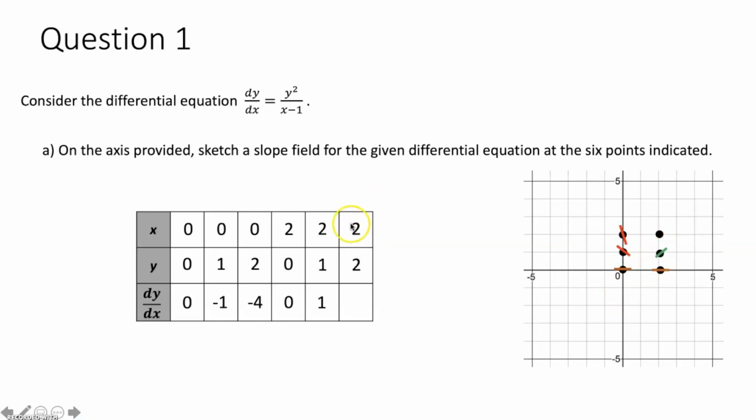of 1. Lastly, we're going to plug in the point 2, 2 to our differential equation. I'm plugging 2 for x, 2 for y, simplify, and I end up getting 4. Meaning the slope of the line tangent to our solution curve at the point 2, 2 is going to be 4. So through this point, I'm going to make a little dash, a little line segment that has a slope of 4. If this is what the slope of 1 looked like, then the slope of 4 should be a steeper positive slope. Sweet, I have successfully sketched the slope field for this differential equation.